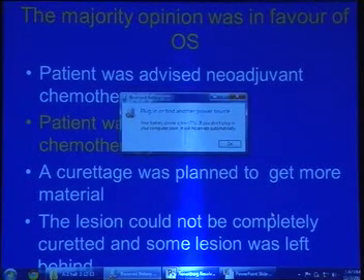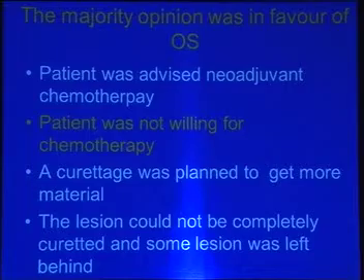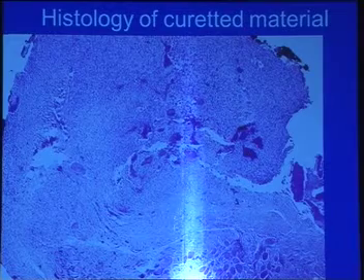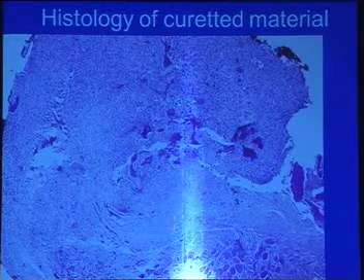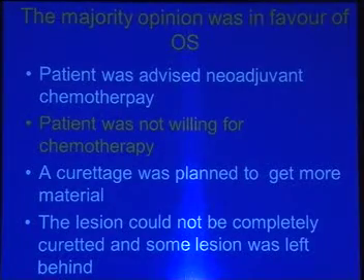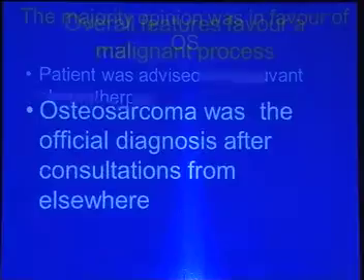Now the patient was not willing, and a curettage was planned to get more material. In view of the location, the lesion could not be completely curetted, but this was how the curetted material looked like. There was a lot of cellular tissue, rather pleomorphic.